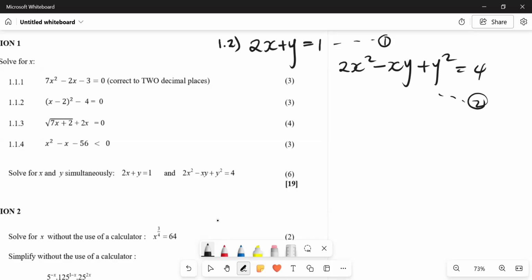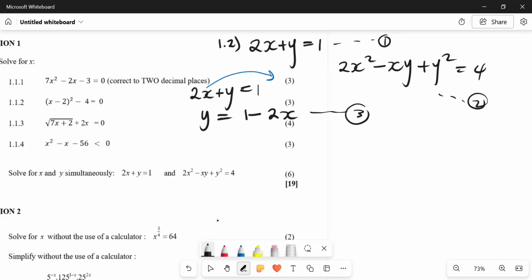So from equation 1, we have your 2x plus y equals 1. Now, transpose 2x so that we can isolate y. So now y is equal to 1 minus 2x. This is equation 3, right? Now, substitute your equation 3 into equation 2. Now, let's do that.